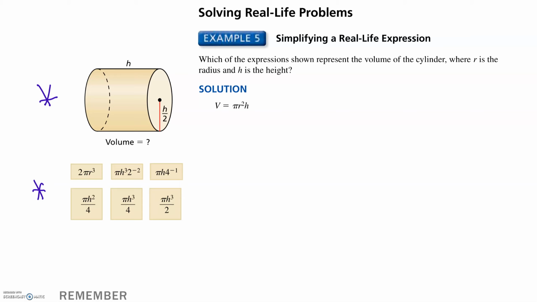So r is the radius. I want you to notice that according to our picture, the radius is h over 2, because there's the radius of the base of our cylinder. They gave us a formula for volume that we're going to use. We've got 6 expressions over here.